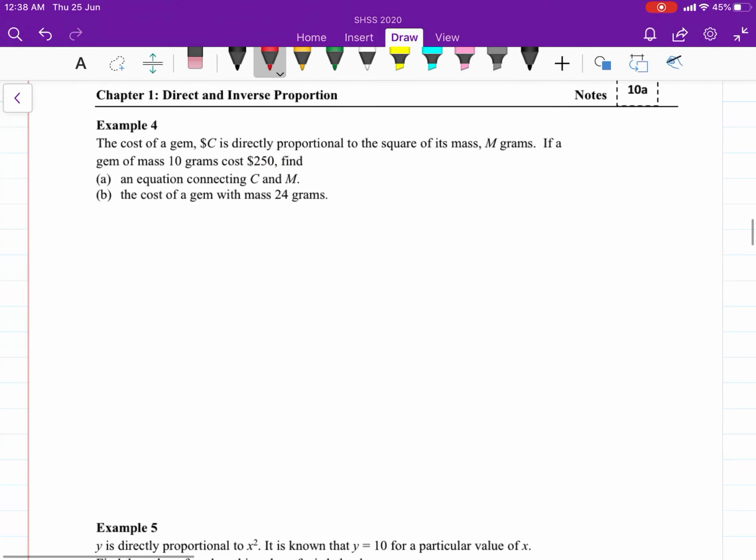Let's take a look at example number 4. This is a problem sum with regards to direct proportion. Example 4 says the cost of a gem, C dollars, is directly proportional to the square of its mass, m gram. So immediately we can write in the equation. C is directly proportional to the square of m, which means I get C equals km squared. If a gem of mass 10 grams, so this 10 grams is the mass, which is m, costs $250, which is C. So I just need to substitute in.